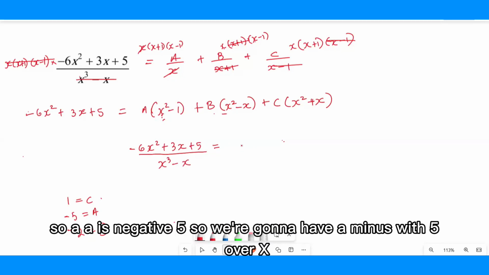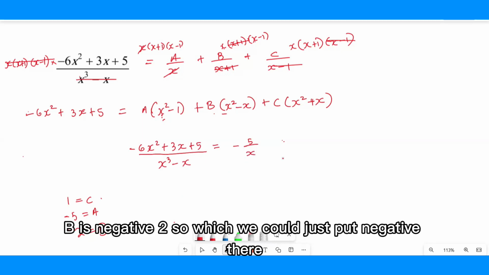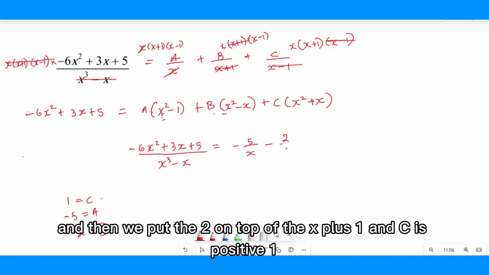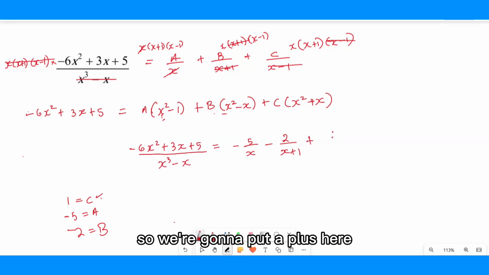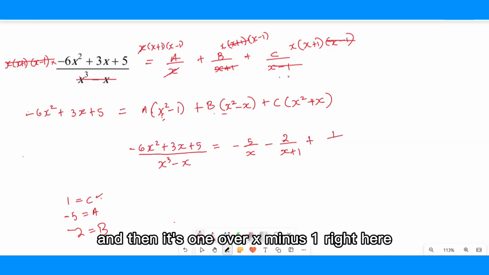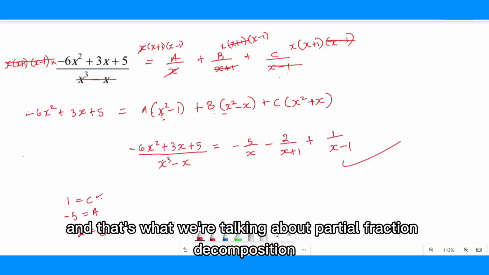So a is negative 5, so we're going to have a minus 5 over x. b is negative 2, so we could just put a negative there, and then we put the 2 on top of the x plus 1. And c is plus 1, so we're going to put a plus here, and then it's 1 over x minus 1 right here. And that's what we're talking about, partial fraction decomposition.